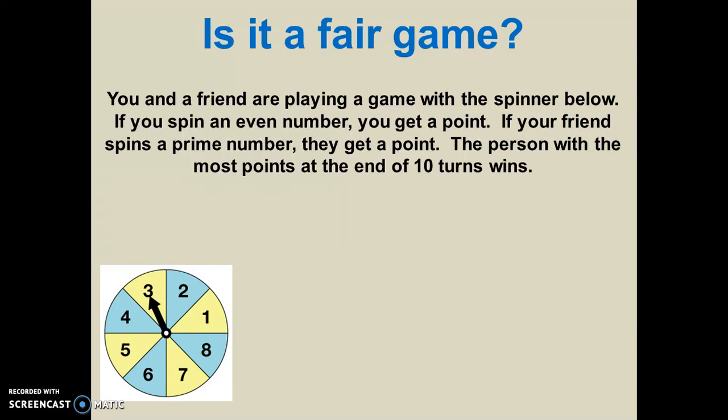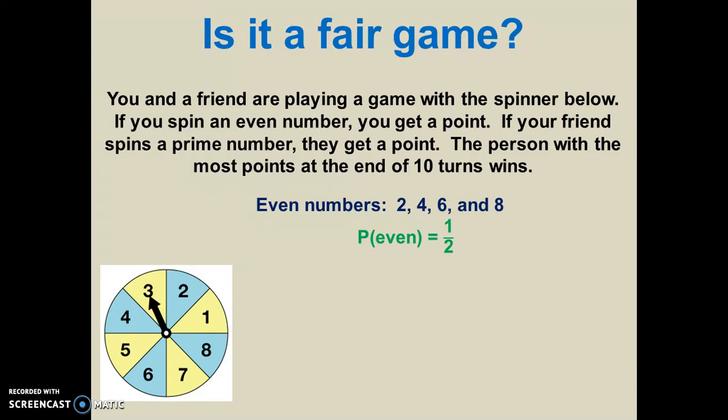Okay, so first thing we want to look at are, what are the possible outcomes that are going to get you a point, and what are the possible outcomes that would get your friend a point? For you, if you spin an even number, you get a point. Looking at our spinner here, numbered 1 through 8, the even numbers would be 2, 4, 6, and 8. So that's 4 favorable outcomes, the ones that you want, out of a total of 8 outcomes. So 4 out of 8 means the probability of you landing on an even section and getting a point would be 1/2.